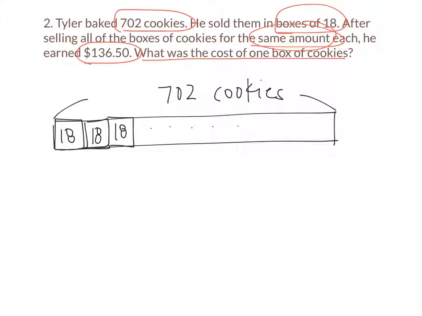And he's going to keep boxing them until he runs out of cookies, right? Even the last box of cookies needs to have 18. So how can I figure out how many boxes of cookies he has altogether? Stella? Right, to figure out how many boxes, I have to do 702 cookies divided into boxes of 18. And this will give me how many boxes he made, right? Okay, go ahead and figure that out.